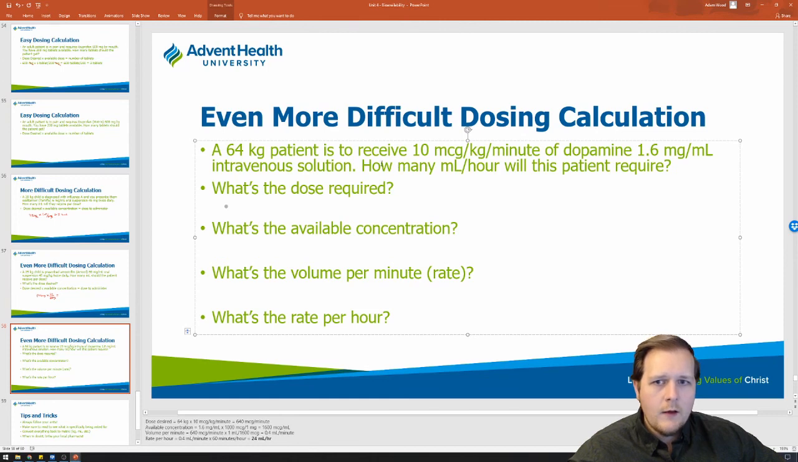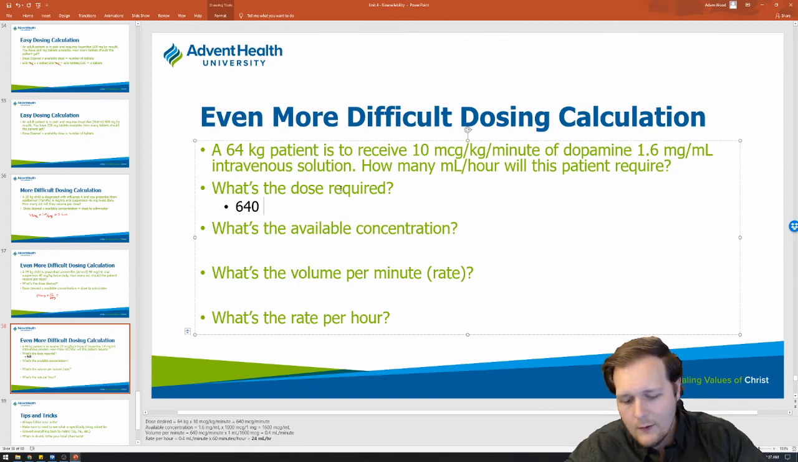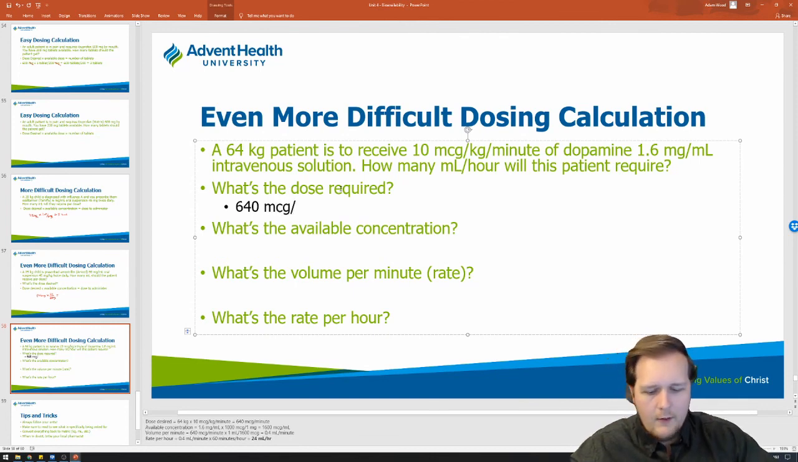So, okay, well, I know that if I have a 64 kilogram patient and they're getting 10 mics per kilo per minute, so I can already multiply that out. So I can take 64 times that 10, and so I know they're going to be getting 640. And that's going to end up being, the kilograms are canceled out now, right? So I know they're getting mcgs per minute, right?